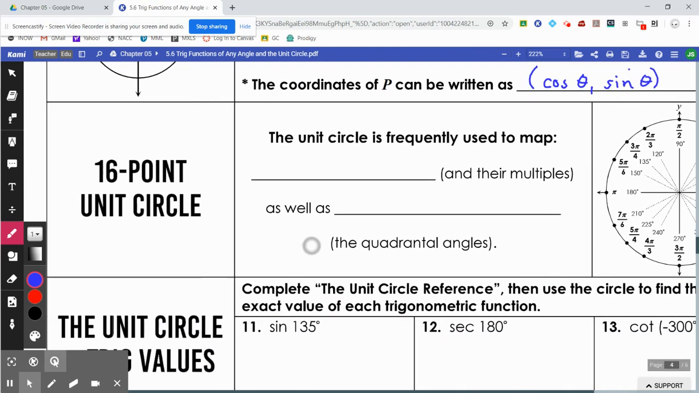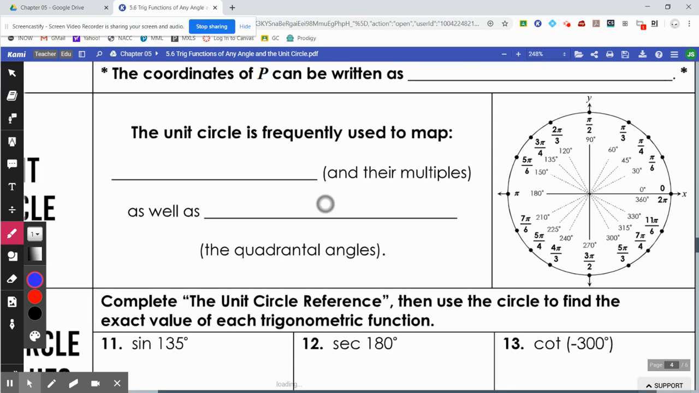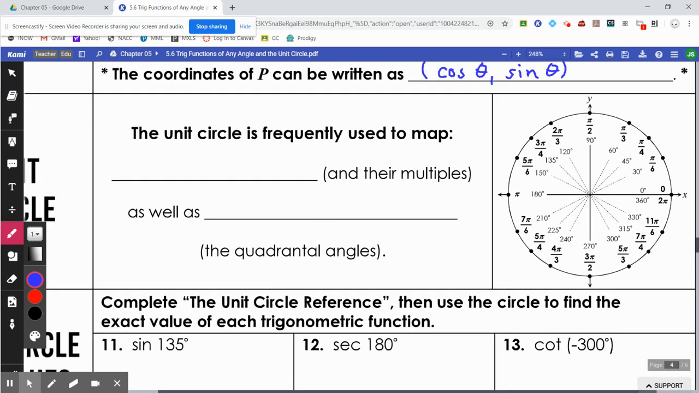So the next part, the 16-point unit circle, and you see a picture of it here. The unit circle is frequently used to map 30 degrees, 45 degrees, and 60 degrees, which are the angles that we went over, and all their multiples. Because if you were to do the multiples, then they're the ones that have the exact same reference.